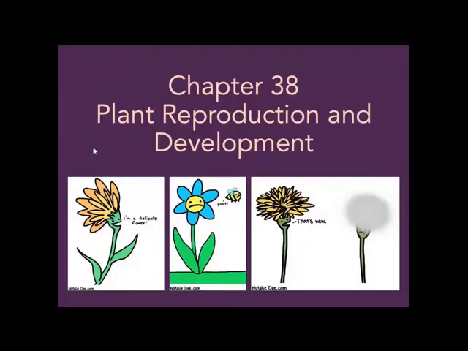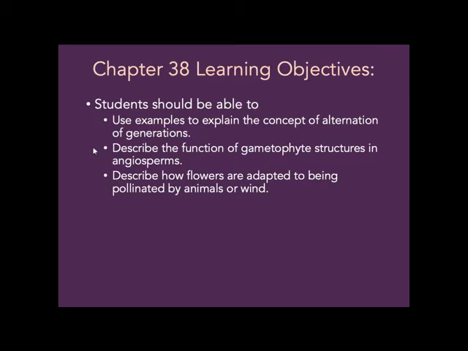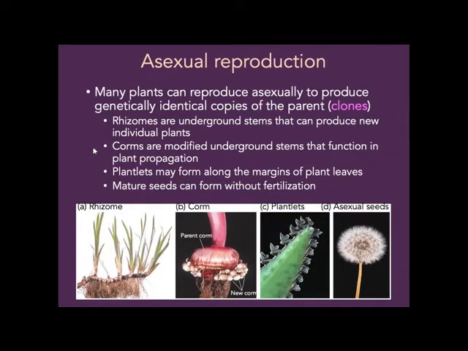Hey, welcome to Chapter 38, Plant Reproduction and Development. By the end of this chapter, you should be able to use examples to explain the concept of alternation of generations. You should be able to describe the function of gametophyte structures in angiosperms, describe how flowers are adapted to being pollinated by animals or wind, and explain how seeds transformed plant reproduction.